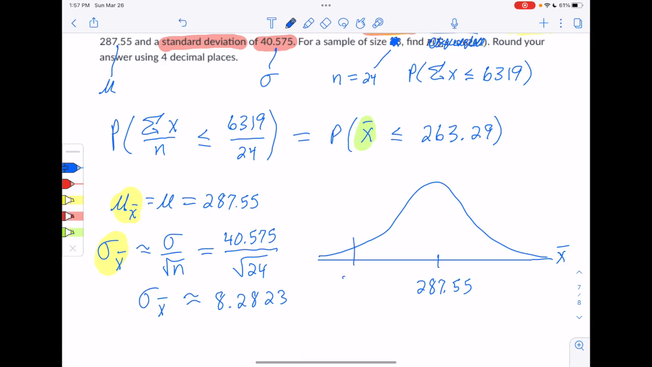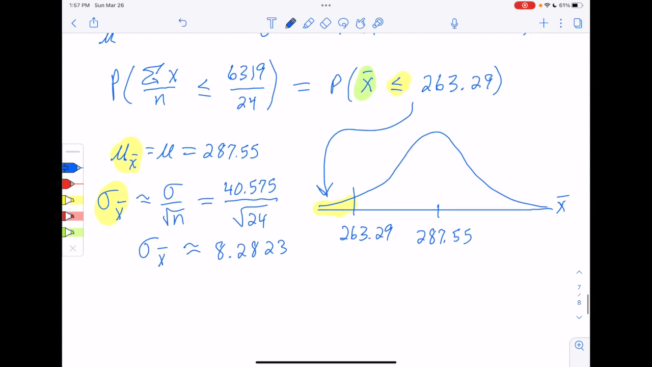So 263.29 would be over here on the left. And we want less than or equal, so we would do the area to the left-hand side. So whatever that area is, that would be the answer to our probability question. So we can use NCDF to get that area, but first we need to know the z-score.